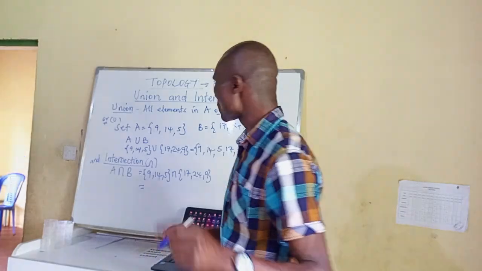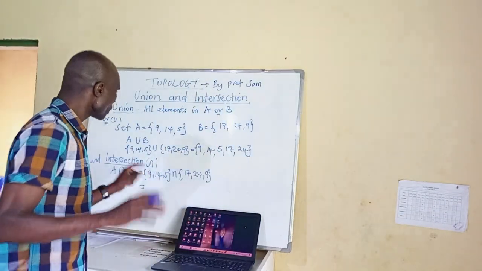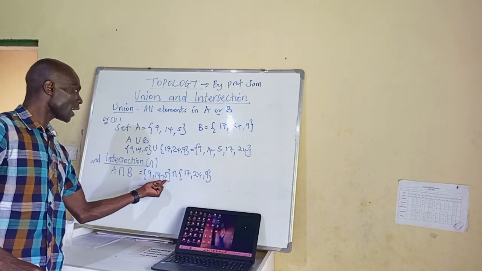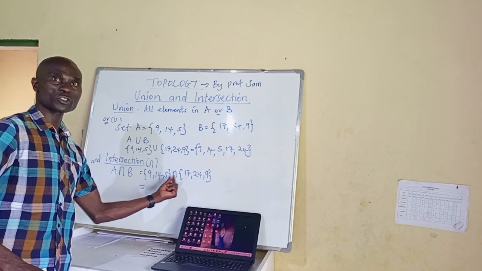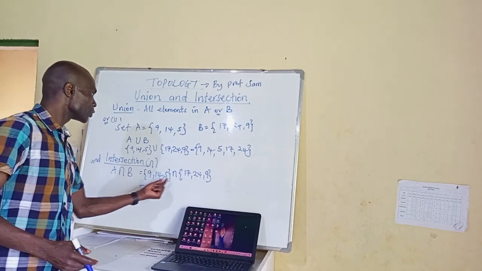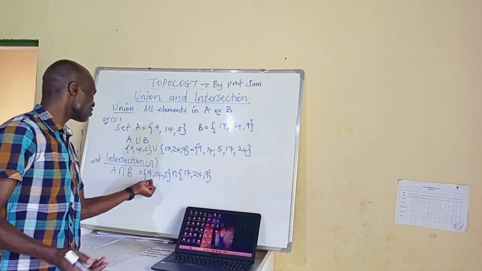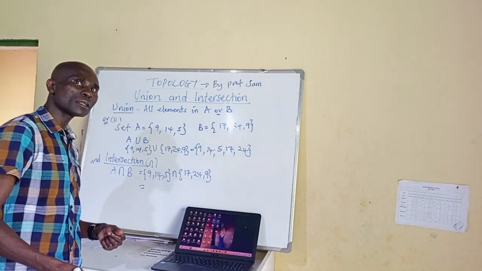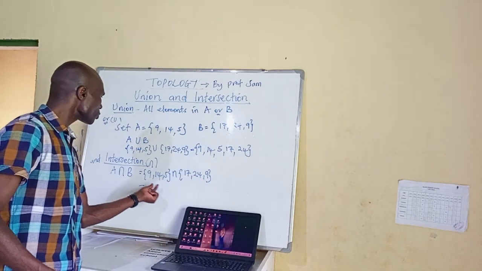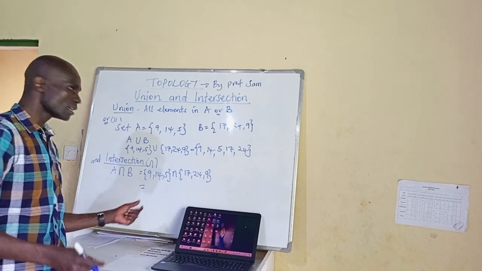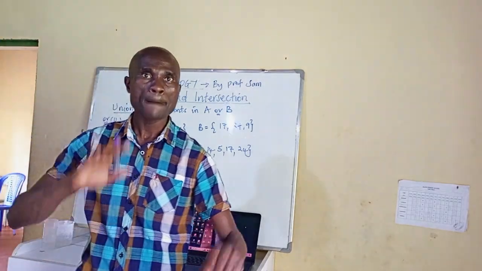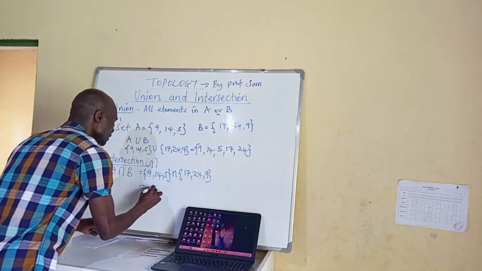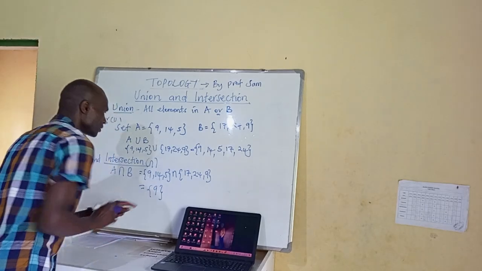What is common in both sets? 14 is not here. 5 is not in set B, it is only in set A, so we leave it out. 24, 17 is in set B, it is not in set A. Then 9, there we are, 9. 9 in set B, it is also in set A. So what happens? 9 will be pushed out, and therefore we have 9 as our correct answer.